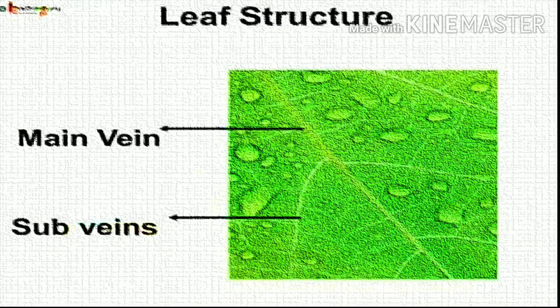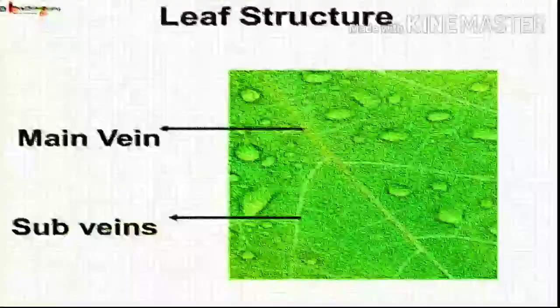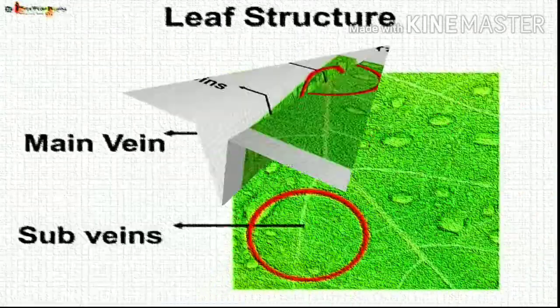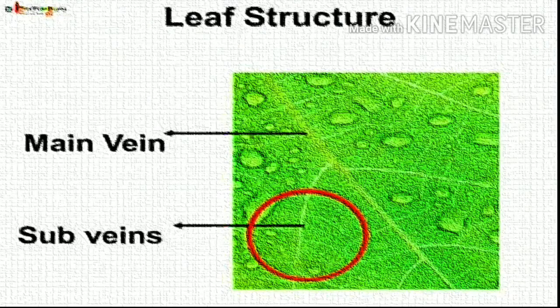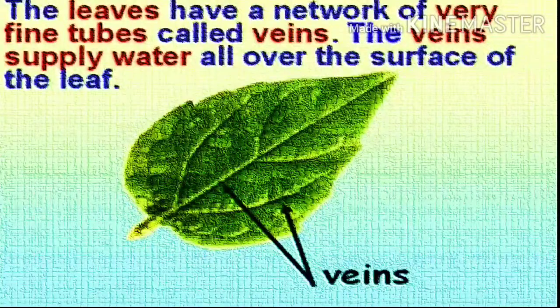Have you ever seen lines over the leaf? These are tubes that supply the water to all the parts of the leaf. Thick tubes are known as main vein and the thin tubes are called subveins. So, the leaves have a network of very fine tubes called veins. The veins supply water all over the surface of the leaf.